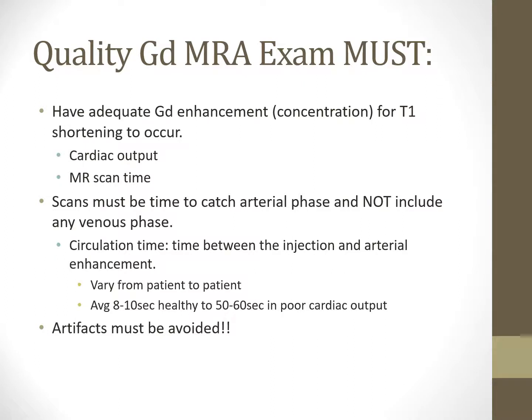Now the bottom line is we're looking for a quality gadolinium enhanced image. That's our go-to point. So we have to have an adequate amount of gadolinium enhancement or concentration for T1 shortening to occur. And think about the volume of blood that this gadolinium is going to be mixing with, especially as it hits the larger vessels and the chambers of the heart, where there is this huge inpouring of blood pooling.